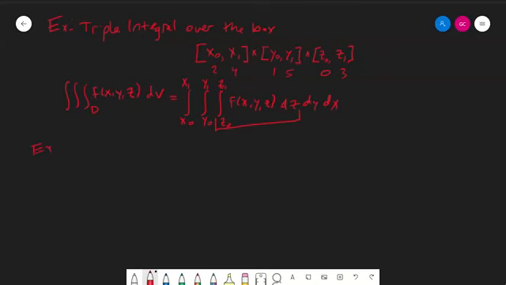Well, let's do a concrete example here. So let's find the triple integral of the function 1 plus sine of x plus y plus z over the box where the range of x values is 0 to 3 pi, the range of y values is 0 to 2 pi, and the range of z values is just 0 to pi.